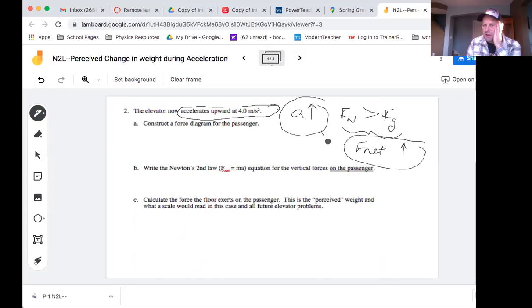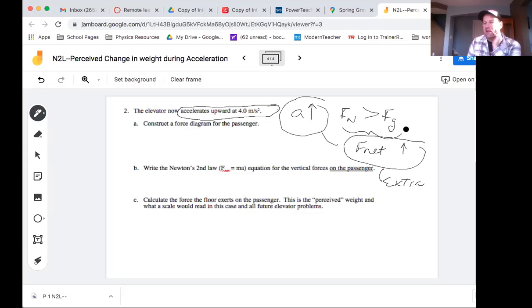These two things are hand in hand together. If there's an unbalanced force or a net force, there will be an acceleration in that direction. The net force is not literally the normal force. The net force is the amount extra.